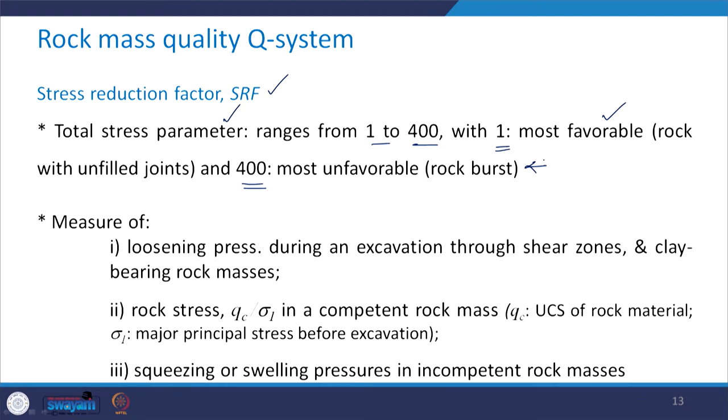Now, this SRF is a measure of three quantities. The first one is the loosening pressure during an excavation through shear zones and clay bearing rock masses. The second one is the rock stress, which is defined as QC upon sigma 1 in a competent rock mass, where QC is the UCS of the rock material, and of course sigma 1 is the major principal stress, which is before excavation. Then the third condition which SRF considers is the squeezing or swelling pressures in incompetent rock masses. So you see, it is covering a wide range of various parameters related to stresses.